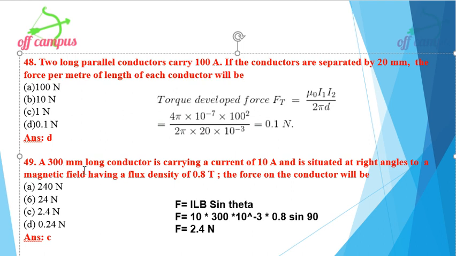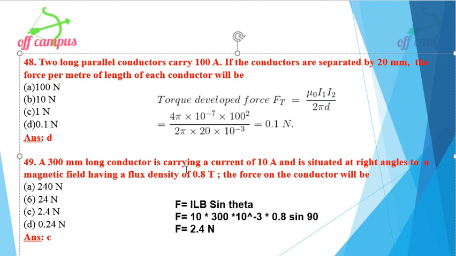A 300 millimeter long conductor is carrying a current of 10 amperes and is situated at right angles to a magnetic field having flux density of 0.8 Tesla. Magnetic flux density is nothing but Tesla only, unit 0.8 Tesla. The force on the conductor will be, what is the formula? F equal to ILB sin theta. Okay, this is the formula.